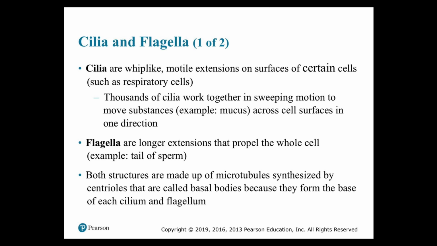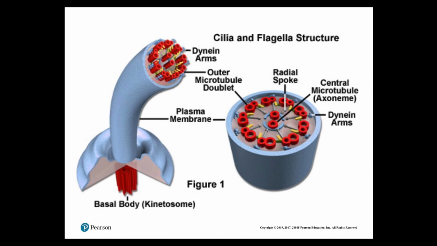Both structures are made up of microtubules that are synthesized by centrioles called basal bodies because they form the base of each cilium and flagellum. This figure shows the ultrastructure of the cilia and flagella. On the left, the basal body, also known as the kinetosome, is what gives rise to either cilia or flagella. Cilia are shorter and flagella are longer, and there are usually more cilia than flagella in a cell.